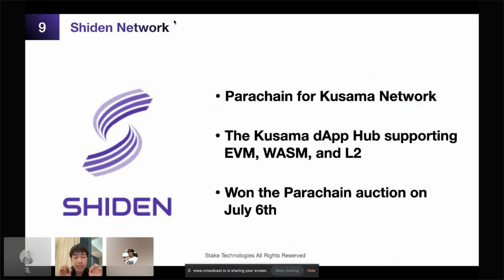Shiden Network is a copy of the Astar network. Astar network is a parachain for Polkadot, and Shiden is the parachain for Kusama. So Shiden network is the Kusama dApp hub supporting EVM, WASM, and layer 2. This is the same feature Astar network supports. And we won the parachain auction on July 6th, so 1 week ago. So huge congrats to the community, and we became a parachain.